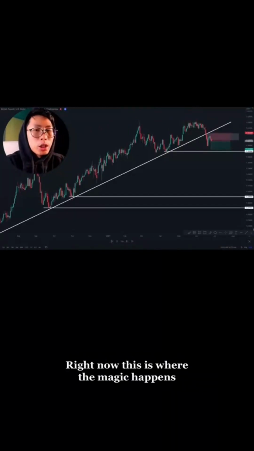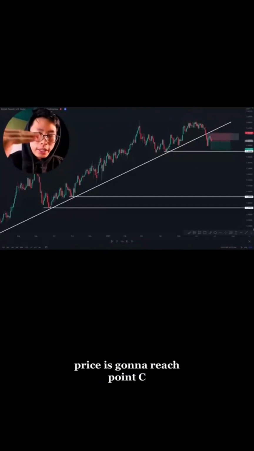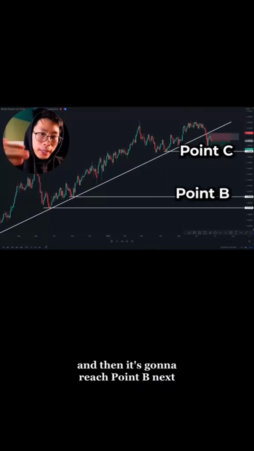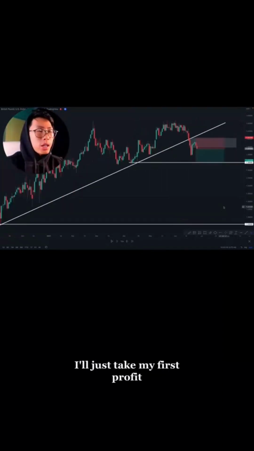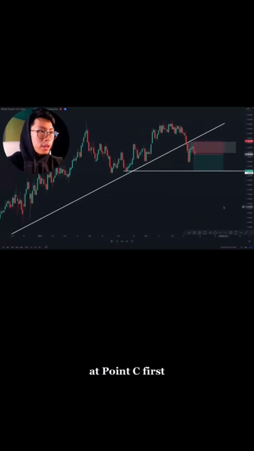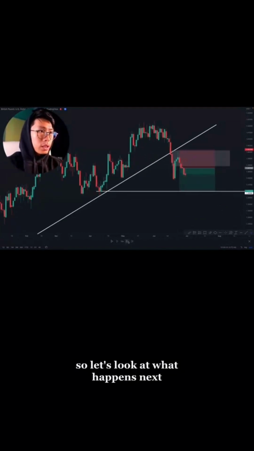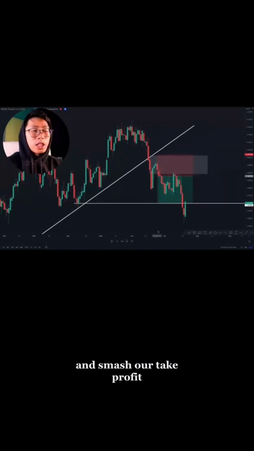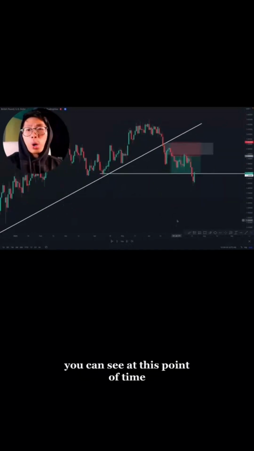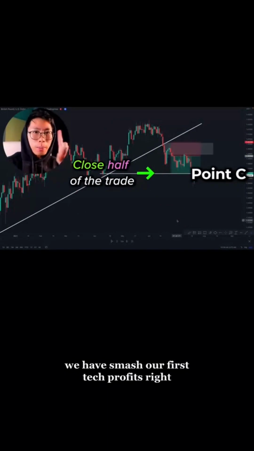Right now, this is where the magic happens. Price is going to reach point C, and then it's going to reach point B next, and then finally it's gonna go down to point A. So in this case, I'll just take my first profit at point C first. Let's look at what happens next. Price goes down, we just wait, and smash our take profit. You can see at this point of time, we have smashed our first take profits, right?